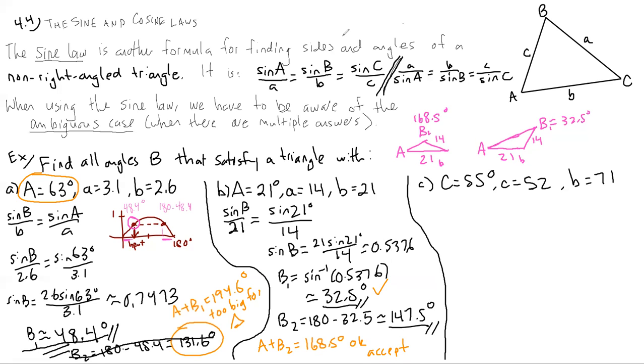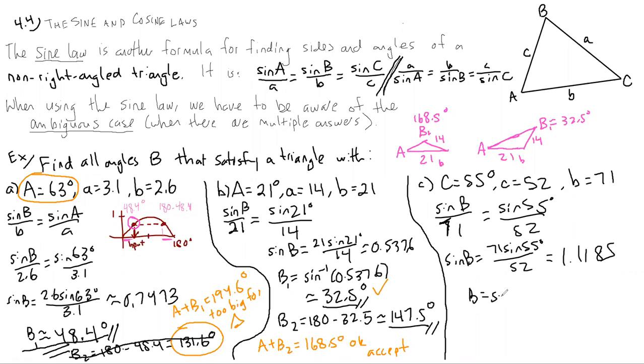Okay, so for this last one, I'm going to set up my ratio with C's and B's. So sine C over little c 50, oh no, I know. Sorry, I was doing sine B there. Sine B over 71 is sine 55 over 52. So sine B is 71 sine 55 over 52. And I get a 1.1185.